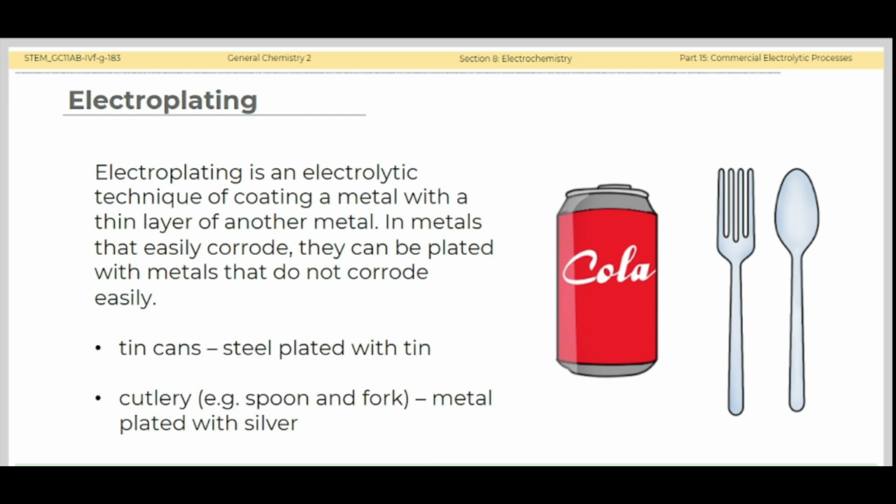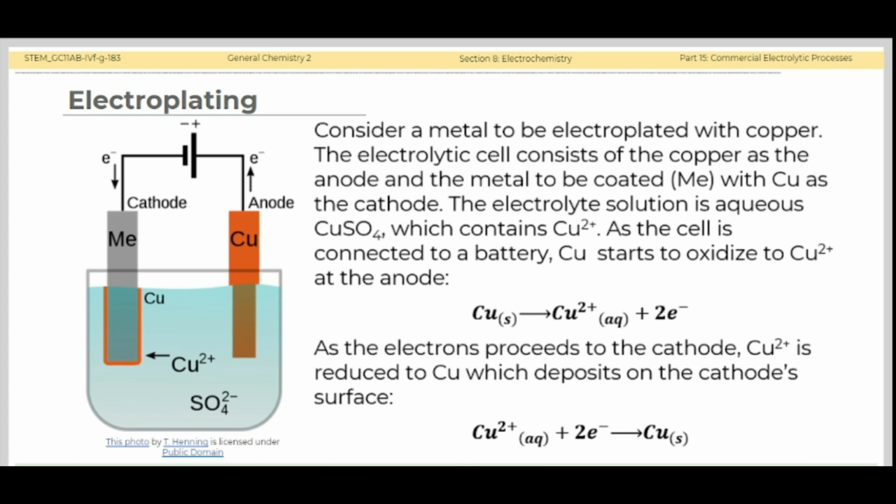Electroplating is an electrolytic technique of coating a metal with a thin layer of another metal. Metals that easily corrode can be plated with metals that do not corrode easily. For instance, tin cans are made of steel plated with tin. Spoons and forks are made from metal plated with silver. Consider a metal to be electroplated with copper.